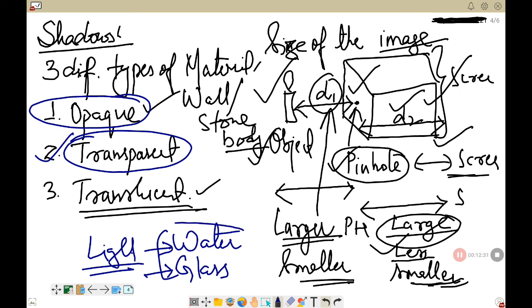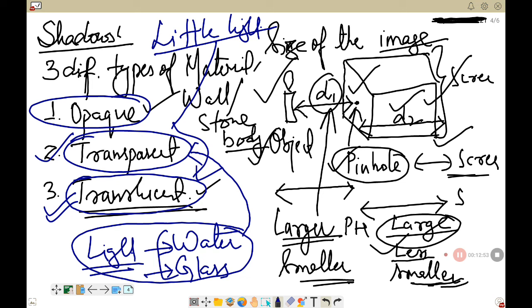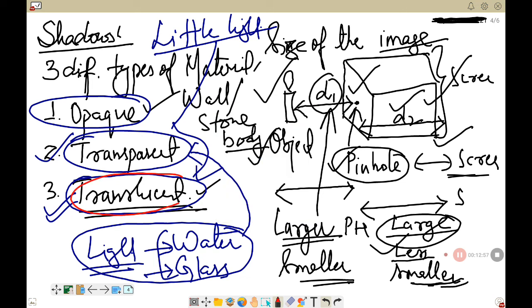So those materials or substances which allow light to pass through them are called transparent. Understand? But there are some substances which allow only a little light to pass through them. Those substances, or materials, are called translucent.